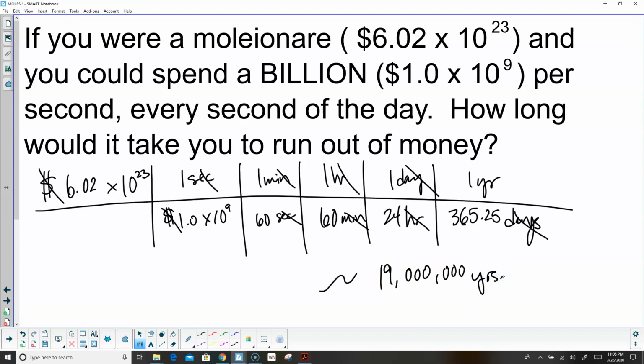if you could spend $1 billion a second, every second of every day, 24 hours a day, 7 days a week, 365 days a year, it'd take you about 19 million years to run out of dollars. That number is unfathomably huge. You can't conceptualize it. It's so big, it doesn't have meaning. It's giant.